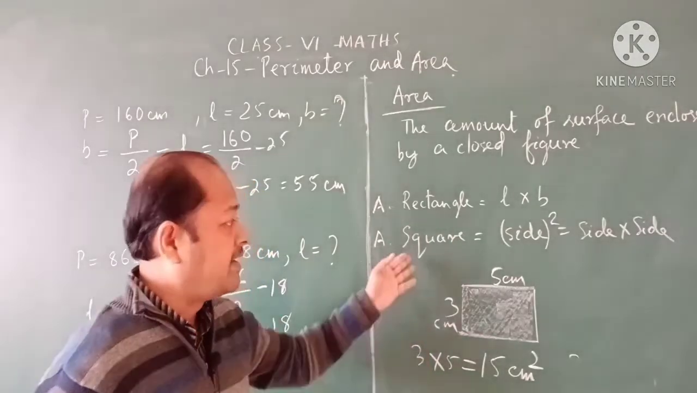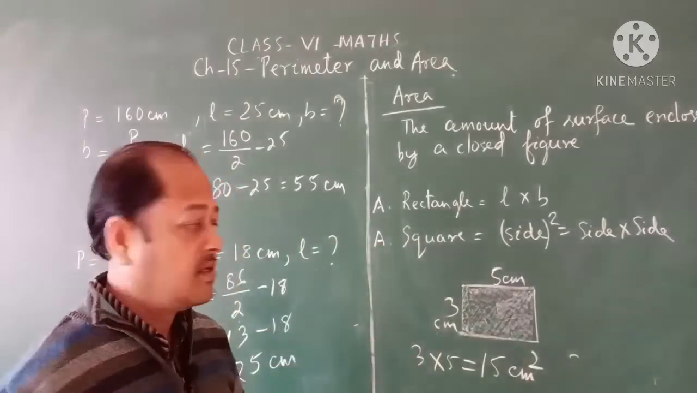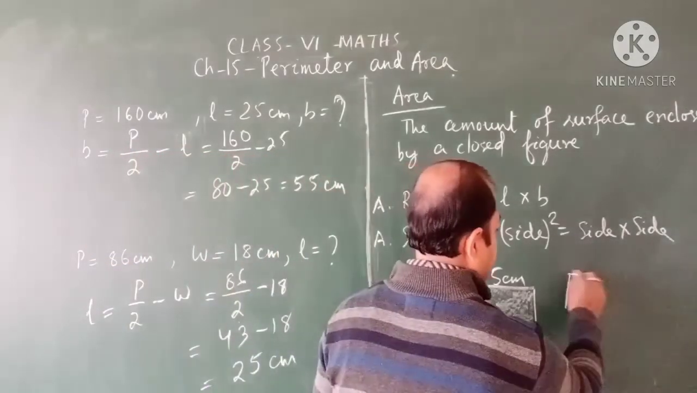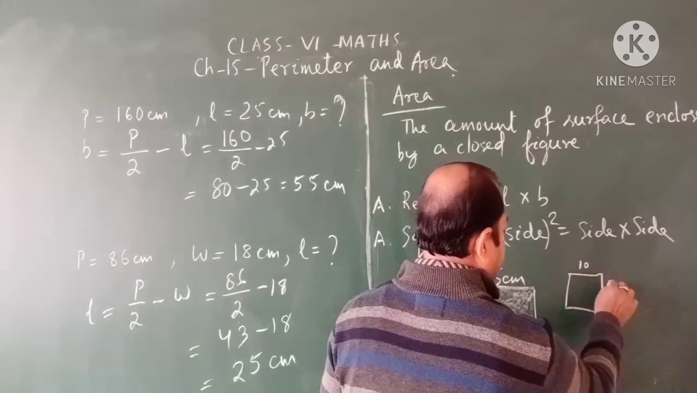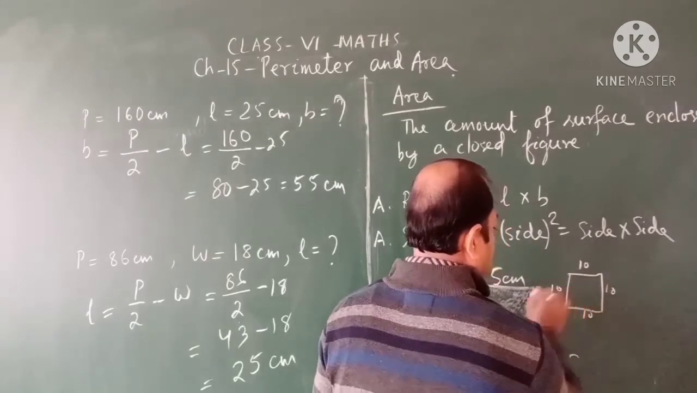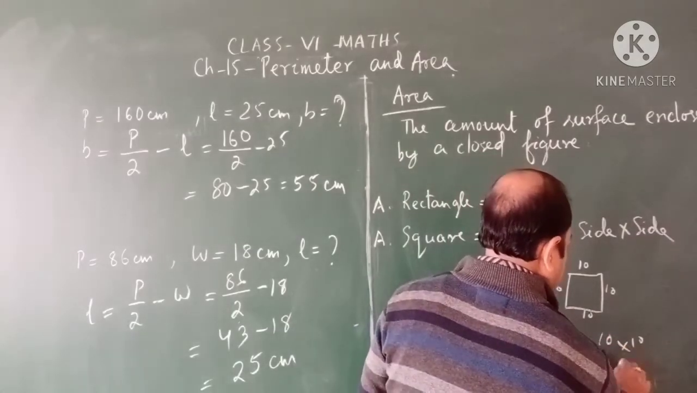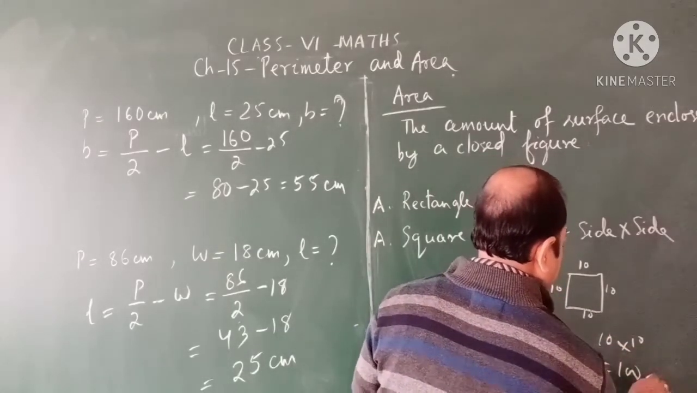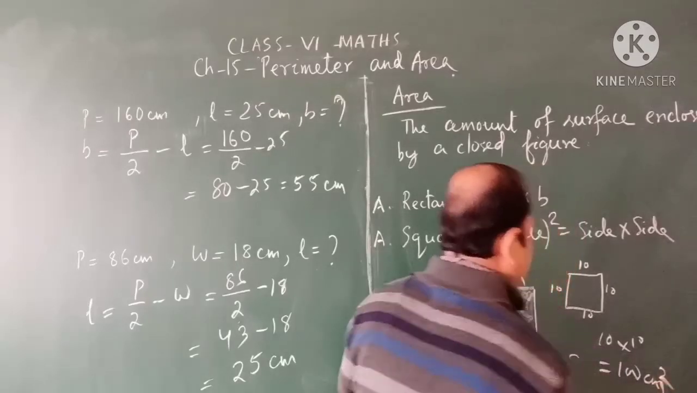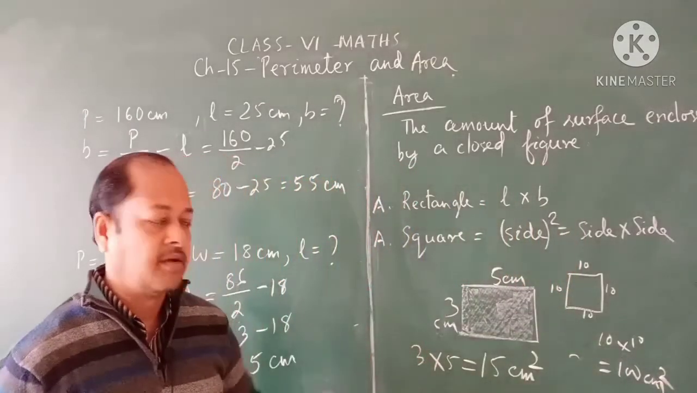Okay. Similarly, you can find it for the square. For side square, suppose a square has 10 centimeter on all sides. So what is its area? Area equals 10 into 10, that is 100. Okay, 100 centimeter square is the area of the square of this figure.